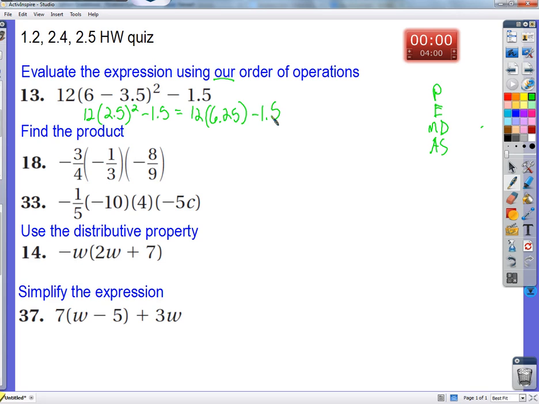What do you got, Jada? 12 times 6.25. That's multiplication, right? So far we've done parentheses, we did exponents just now, we're on to multiplication. You know, we got a choice between multiplication and subtraction, and here's multiplication. So what's 12 times 6.25? Yes? 75. Minus 1.5 is left, and then we subtract 1.5, so we get 73.5.